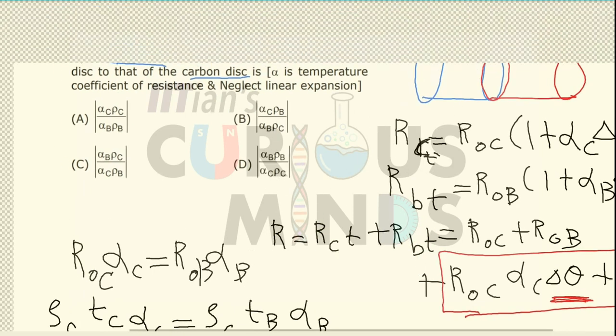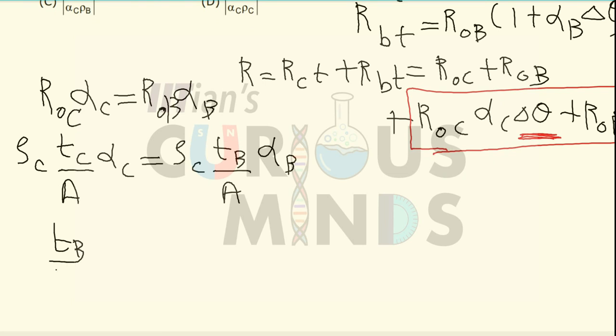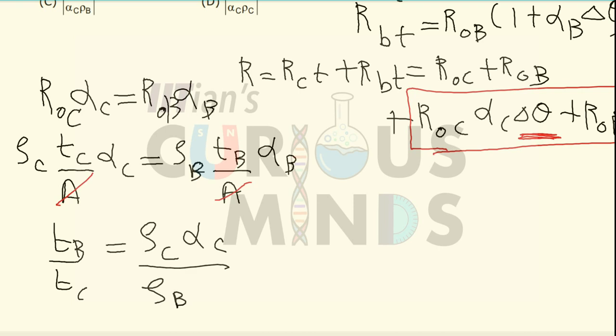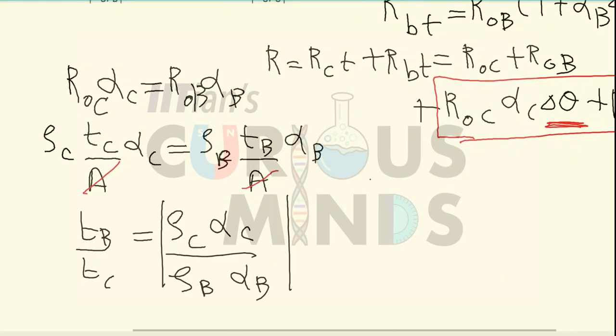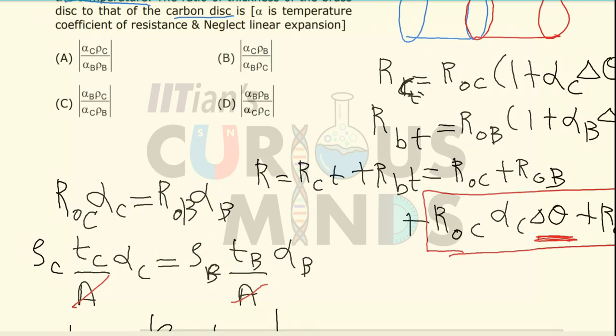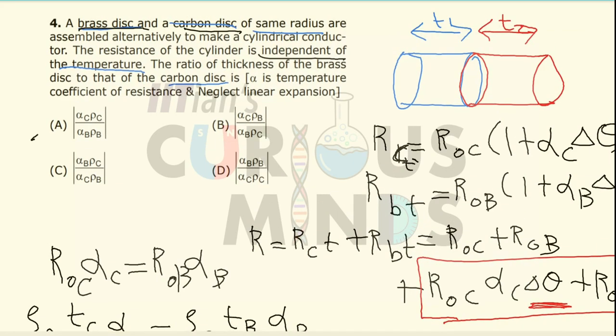So we want the ratio of brass to carbon. So Tb by Tc, area will get cancelled out, it will be equal to rho C alpha C divided by rho B alpha B, this is B, not C, in the modulus, since we do not know which value is greater or smaller. So it should be equal to alpha C rho C divided by alpha B rho B, which in this question will be option number A.